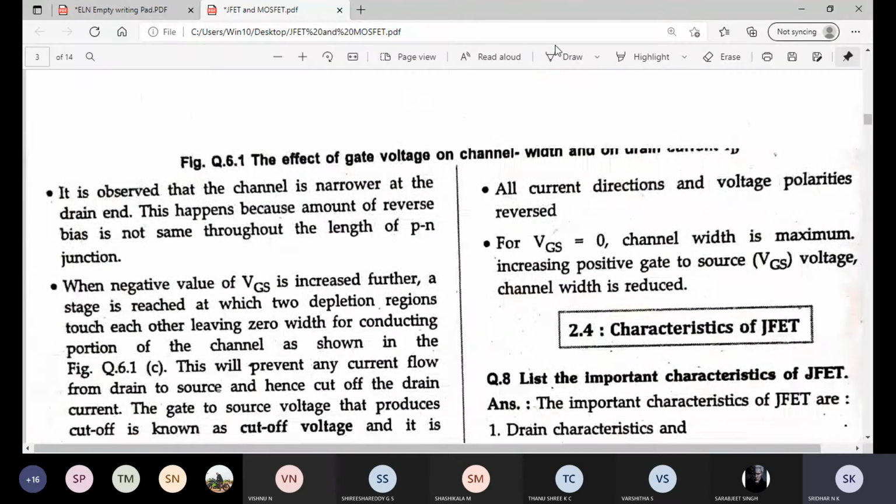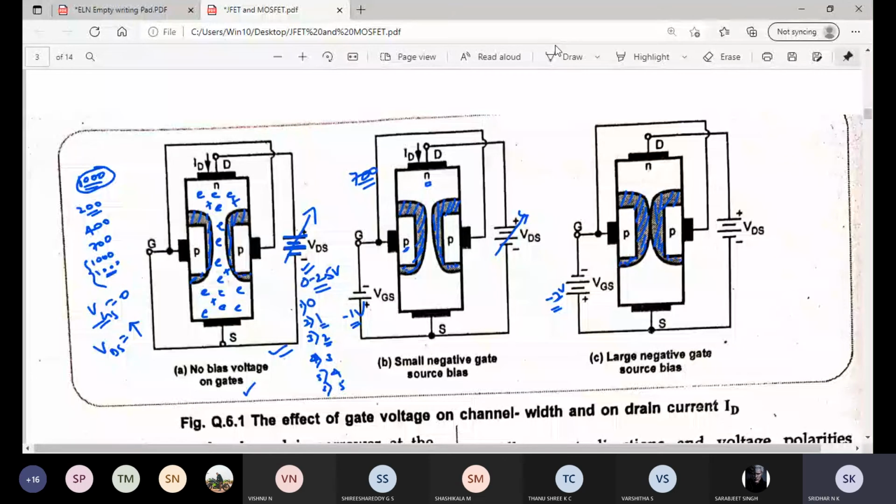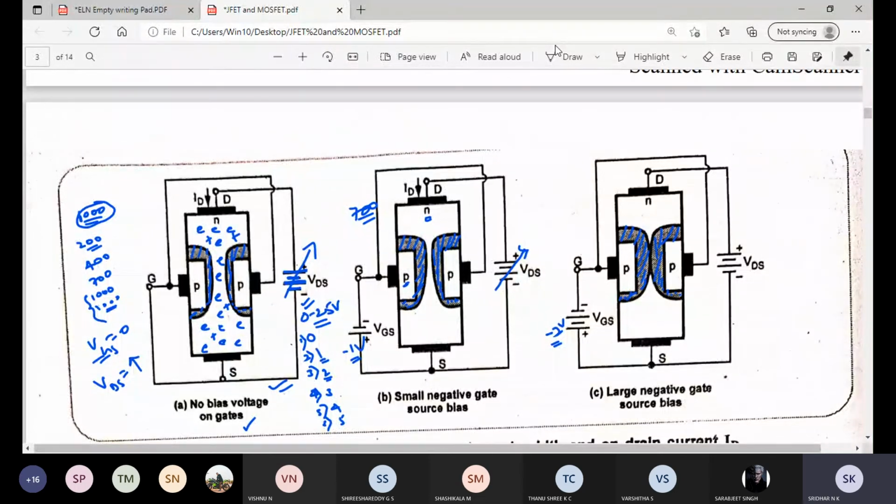Okay, so this channel, this encroachment of the depletion layer, is completely blocked in the channel. Can you see here? The encroachment is completely blocked. There is no space for electrons to move from source to drain.